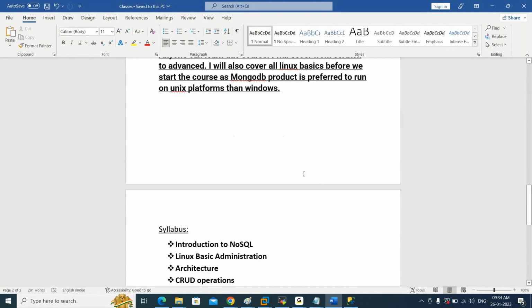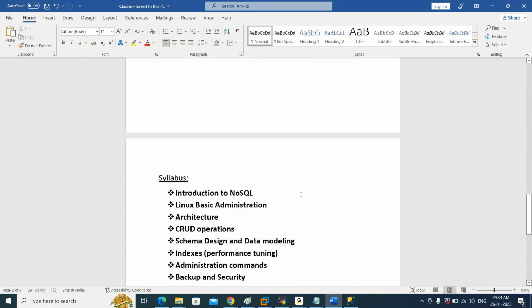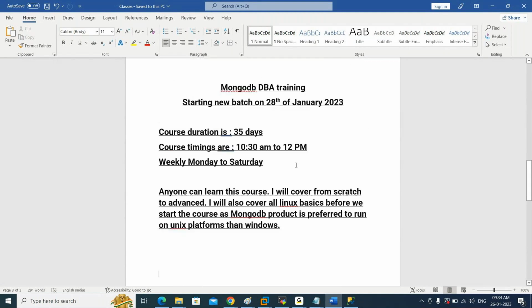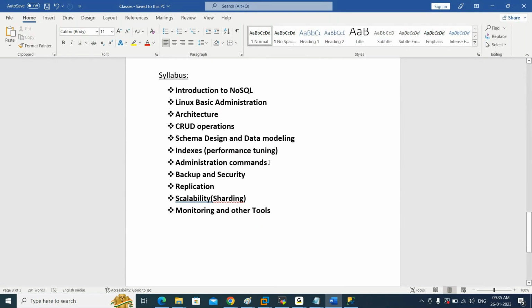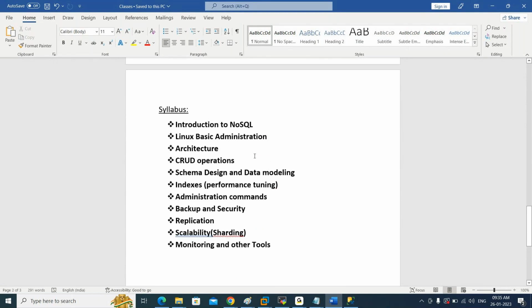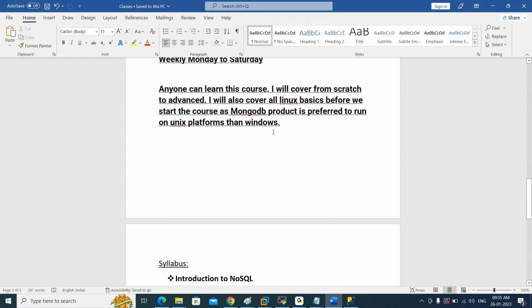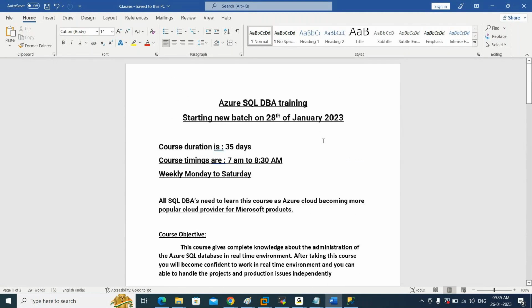You don't have to worry about technical stuff. I'm going to cover end to end what we need to know as a DBA to manage things. I divided Mongo also into 10 modules, to cover right from the basics to advanced level. First I'll cover the Unix basics, then I'll start the product installations and then all the advanced configurations that we have in Mongo.